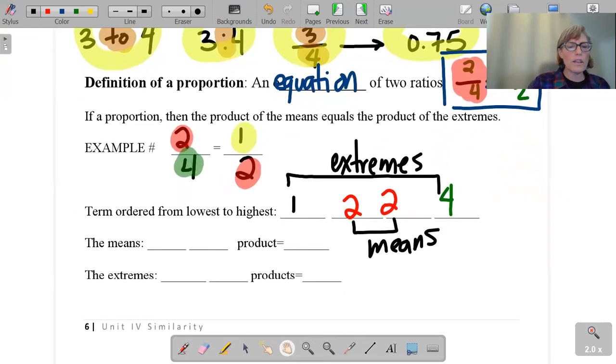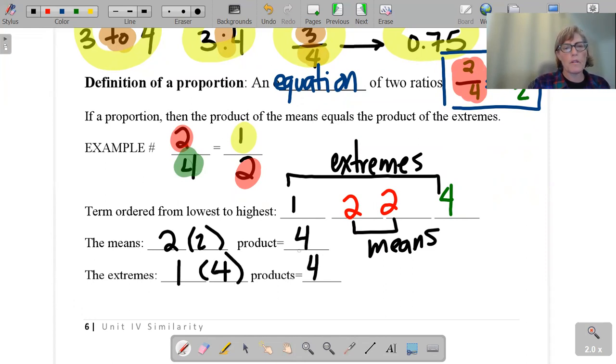Now, if you're taking a look at this, the means, the extremes. You notice the product of the means is the same as the product of the extremes. You guys know this as the cross multiplication property. That's how you know if it's a proportion. A true proportion is when the product of the means equals the product of the extremes.